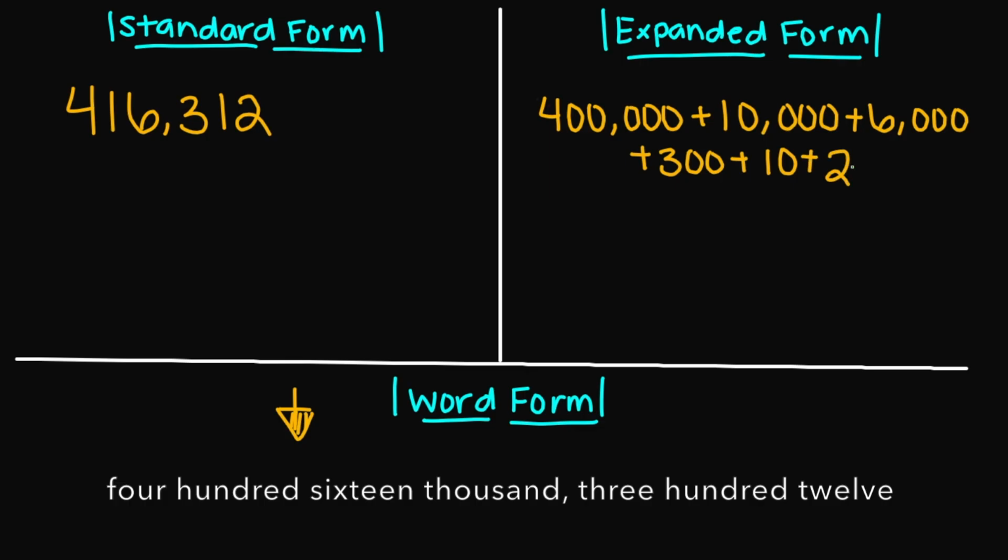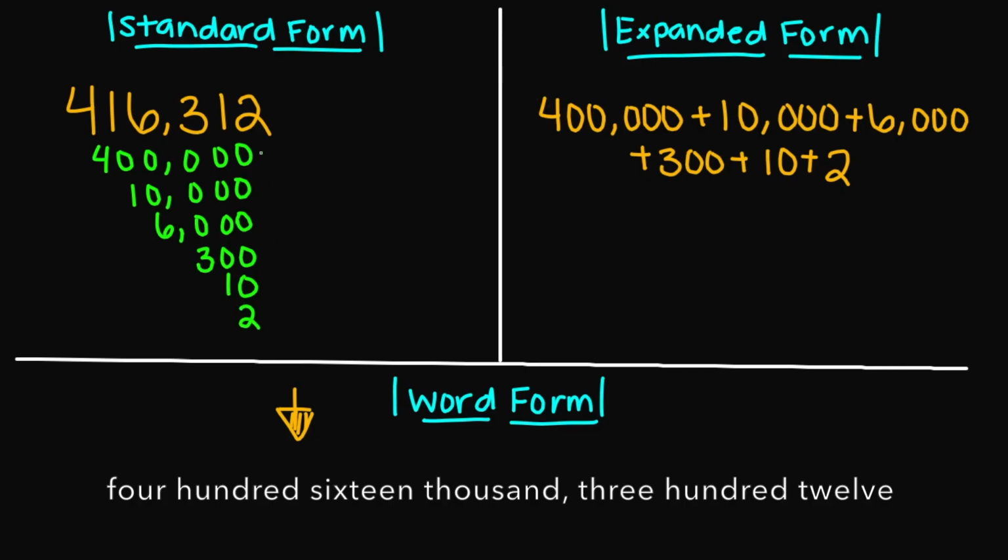And let's check our work. So if I come here and I write it out, 400,000 and then 10,000 and 6,000, 300, 10 and 2. So this is your expanded form here. We got the 400,000, 10,000, 6,000, 300, 10 and 2.